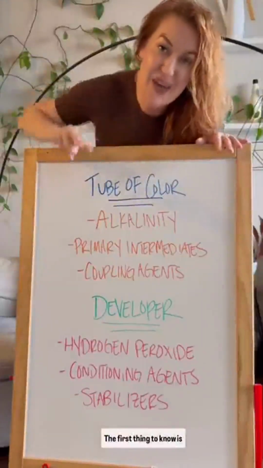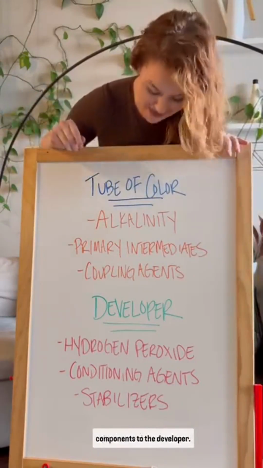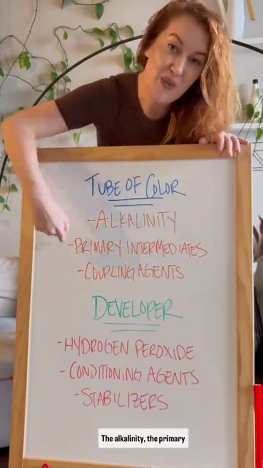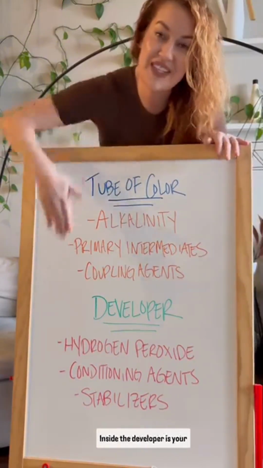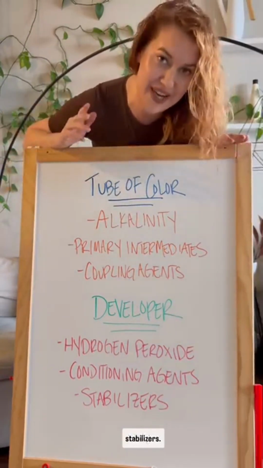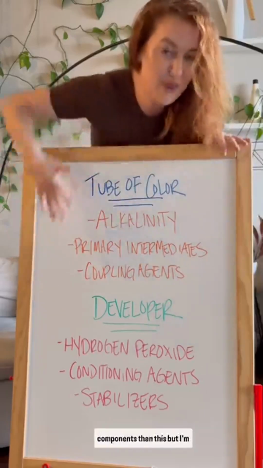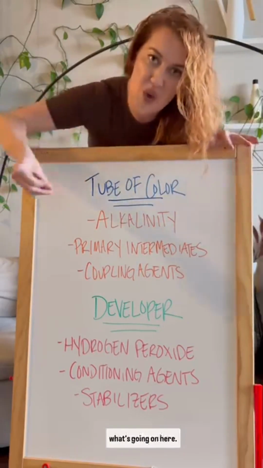The first thing to know is there are three main components to the tube of color and three main components to the developer. The alkalinity, the primary intermediates, and the coupling agents are inside the tube of color. Inside the developer is your hydrogen peroxide, your conditioning agents, and your stabilizers. Now, there are a lot more components than this, but I'm going to keep it simple so that we can really understand what's going on here.